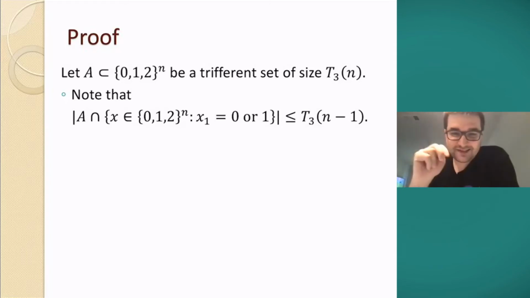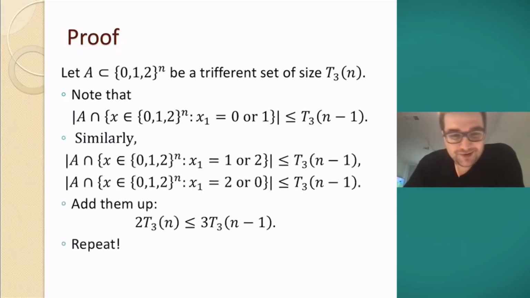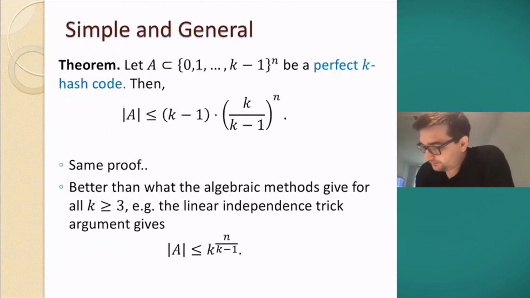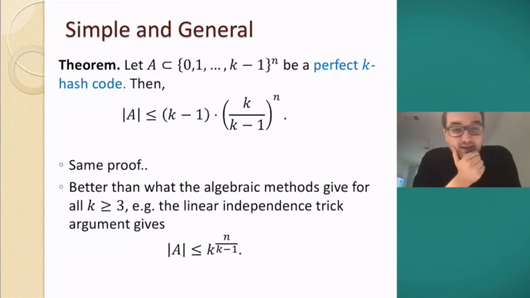And now, of course, it's not important whether you do 0 or 1. You can do 1 or 2, or 0. Sum it up, and you get this: 2 times T3 of n is at most 3 times T3 of n minus 1. And you repeat, and that's it. So it's kind of interesting, and this is quite general.